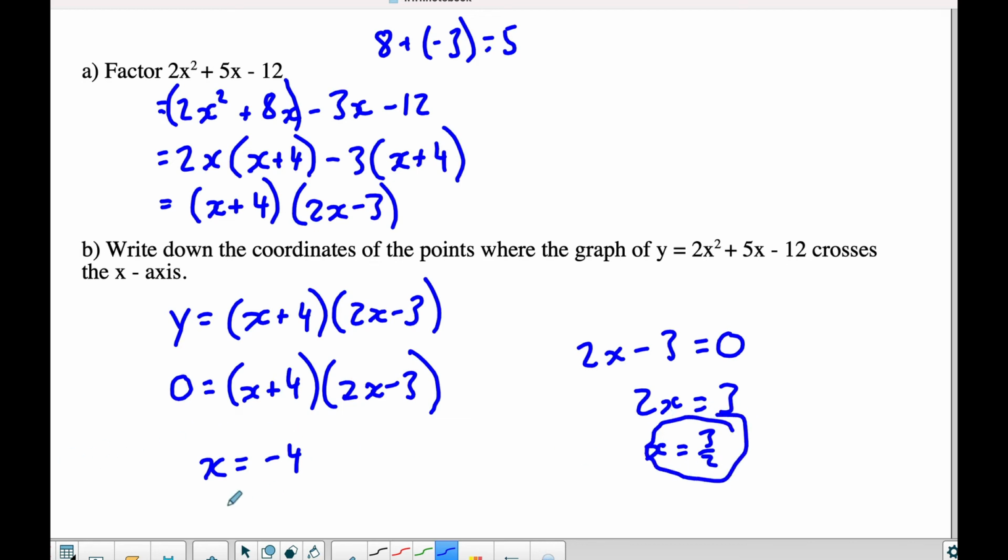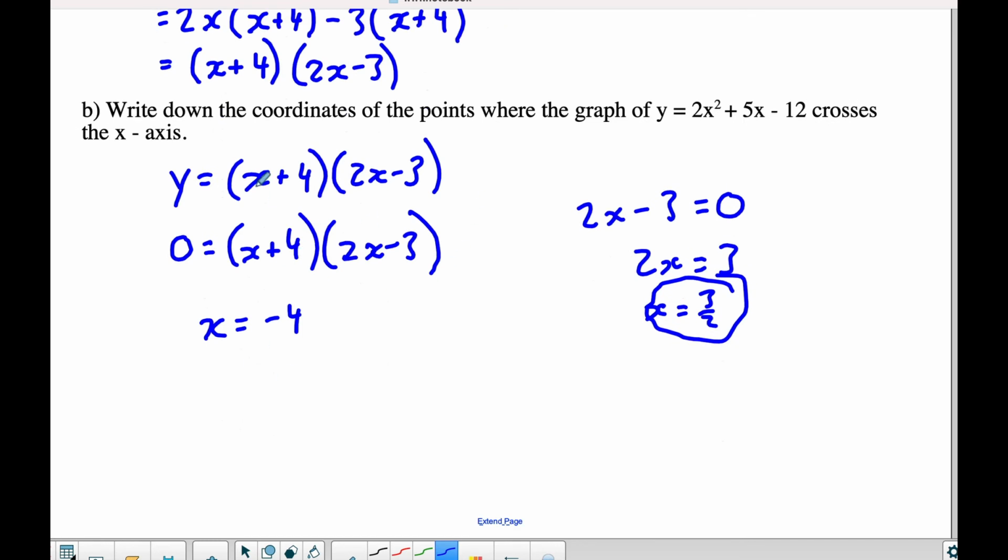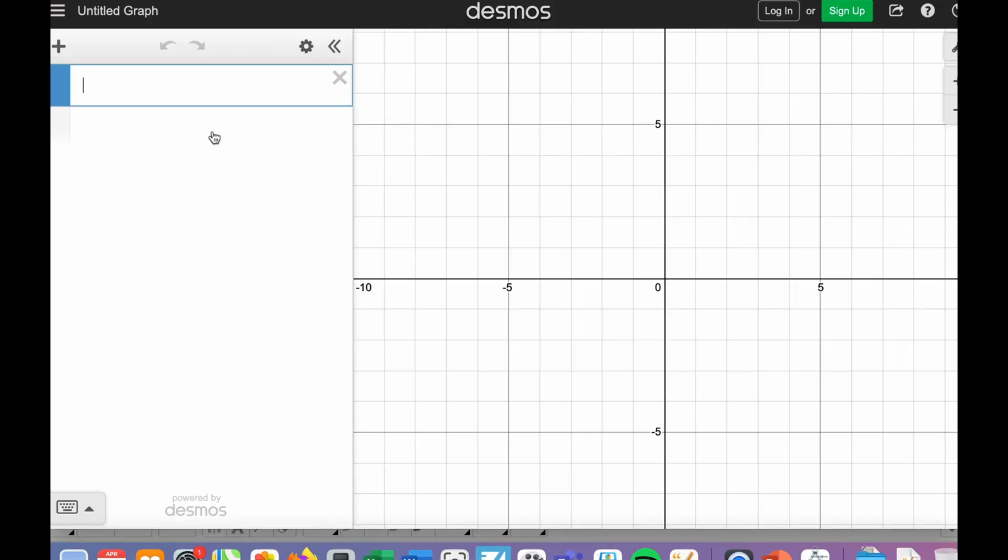So the coordinates of the points where this crosses the x-axis, and be careful about this because it's asking for the coordinates, are negative 4, 0, and 3 over 2, 0. So those are the two points where this line crosses the x-axis.